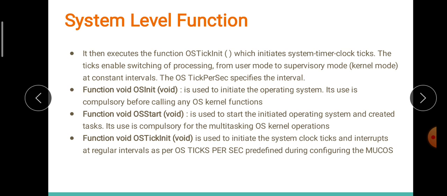Then you have your OS tick init. What is the purpose of it? To initiate the ticking of your system clock, and it is based on this ticking that we are able to switch your working from user mode to the kernel mode, continuously switching in particular intervals. These intervals are related by this OS tick initialization, and the intervals are defined by the OS tick per second function. So that's how the first set of initialization and starting the operating system is done, by using these three functions.